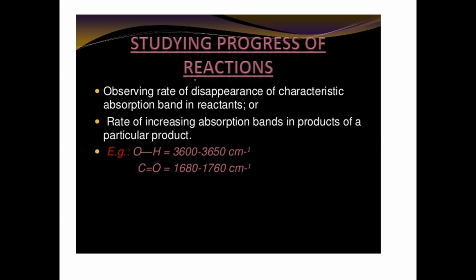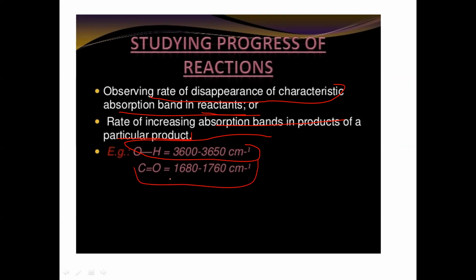So, studying the progress of reactions: observing the rate of disappearance of the characteristic absorption band of reactants, and the rate of increase of the absorption band of a particular product. Okay, so the OH peak will appear at 3650 to 3600, while C=O will appear at 1680 to 1760.